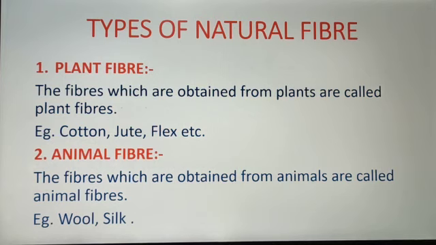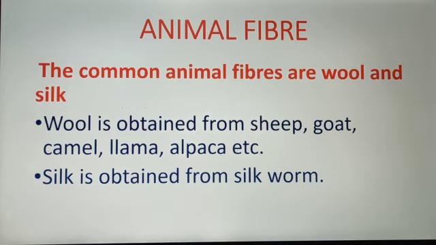Now, types of natural fibers. There are two types of natural fiber. One is your plant fiber, that is the fibers which are obtained from plants like your cotton, jute, flax, etc. And other is your animal fiber, that is the fiber which are obtained from animals like your wool, silk, etc. In this chapter, we will discuss about animal fibers. The common animal fibers are wool and silk.